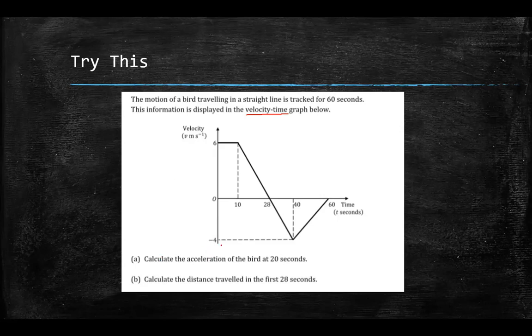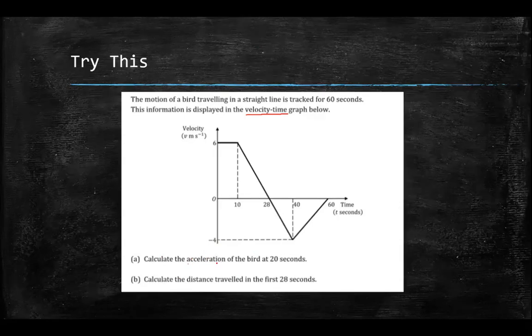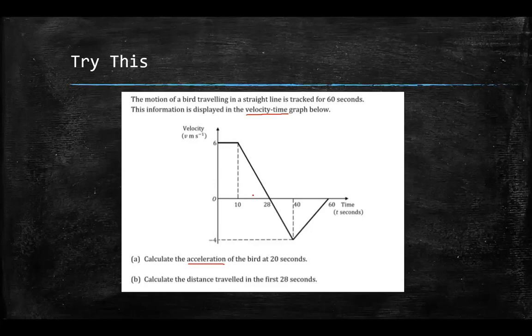A, calculate the acceleration of the bird at 20 seconds. Acceleration and velocity time graphs. How is acceleration related to a velocity time graph? Well, I would say acceleration is the gradient of a velocity time graph. So since they want acceleration, and this is a velocity time graph, I need to find the gradient. How would I do that? That's what we need to find out.